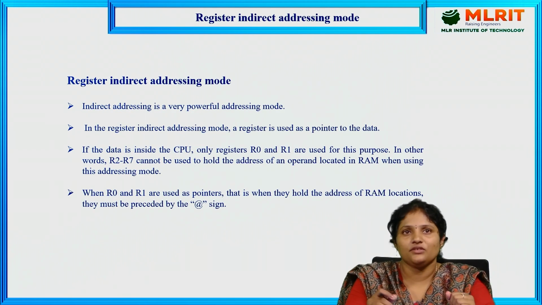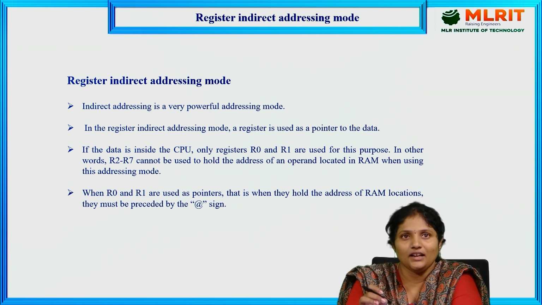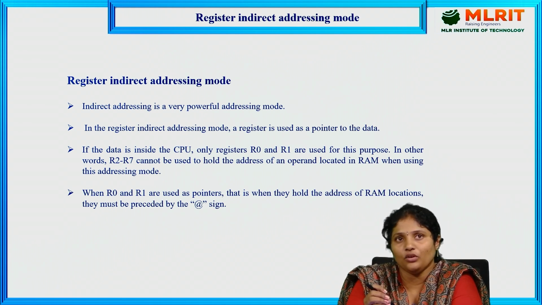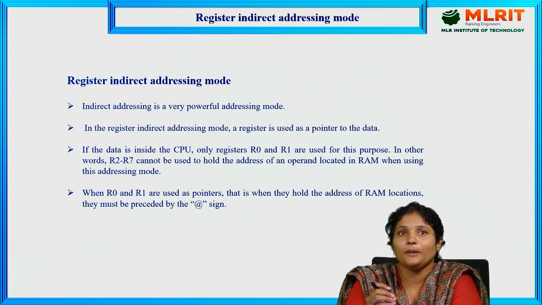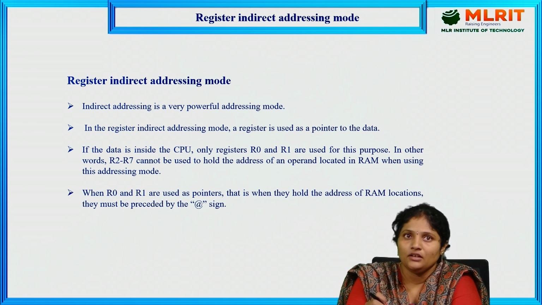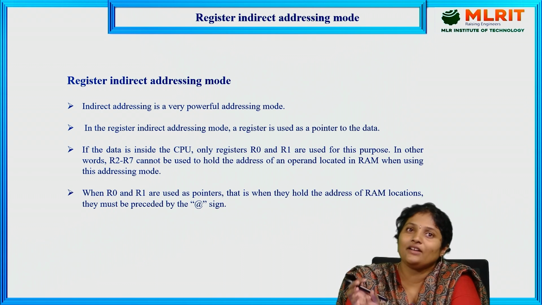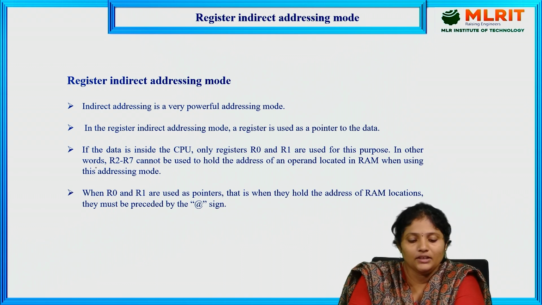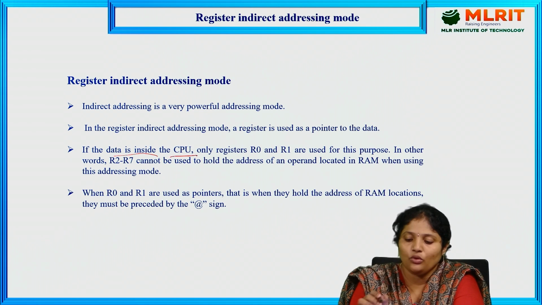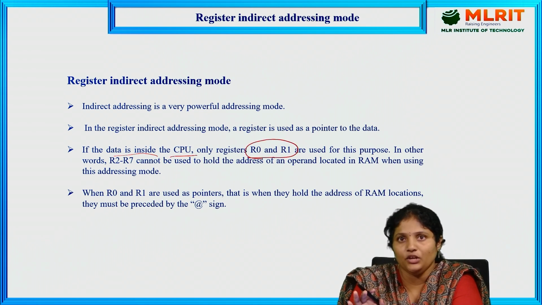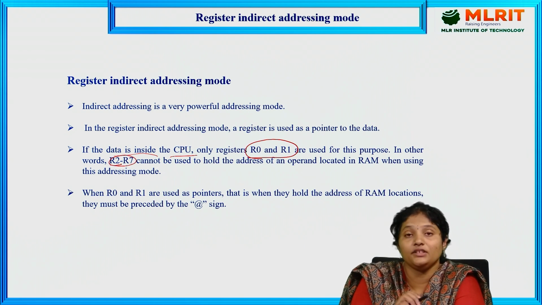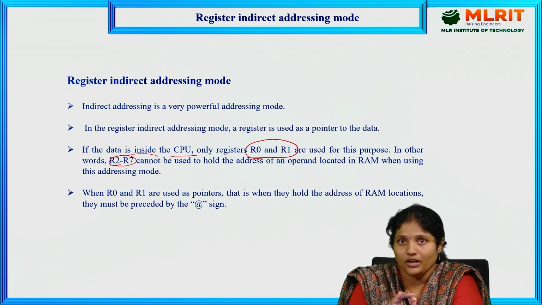Coming to the next addressing mode, register indirect addressing mode. This register indirect addressing mode is a very powerful addressing mode in the 8051 microcontroller. In this addressing mode, the data will be specified as a pointer. So the register which we are providing will hold the address location of the data. Here, if the data is inside the CPU, only registers R0 and R1 will be used. In this particular addressing mode, you shouldn't use R2 to R7 registers. You can use only R0 and R1.